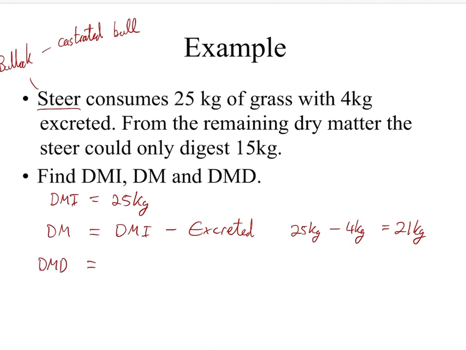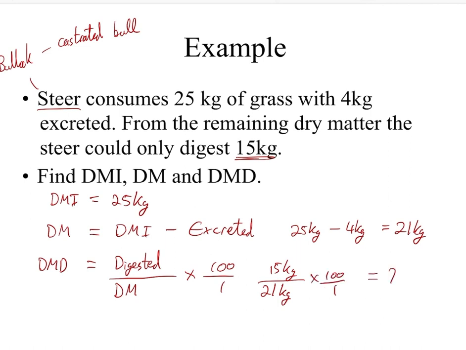And our dry matter digestibility is going to be a percentage of what was digested over our total DM, multiplied by 100 over 1 to get our percentage. So what was digested? 15 kilograms was digested. The total dry matter isn't 25 kilograms, it's 21. 21 kilograms is the potential dry matter that could be digested by the animal. However, only 15 kilograms of that was digested. Multiply that by 100 over 1 and we get 71% DMD.